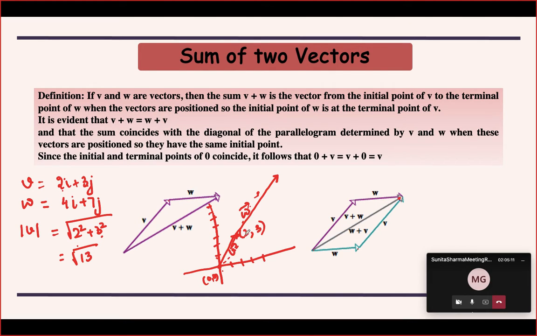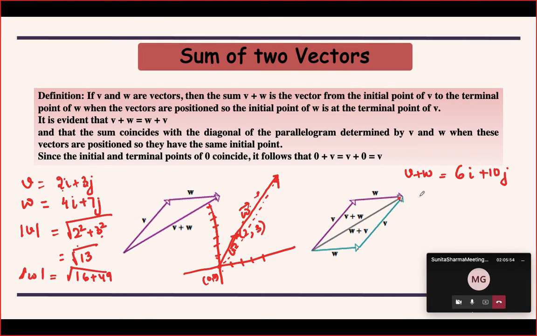The sum v plus w is given by this third side, geometrically. And analytically, if we want to find it, one is the concept of magnitude. The magnitude of w would be the square root of 4 square, which is 16, plus 7 square, 49. This is the magnitude of w. And when you take the sum of v plus w, algebraically the sum of the first components comes first: 6i plus 10j. This is how you find the sum analytically.